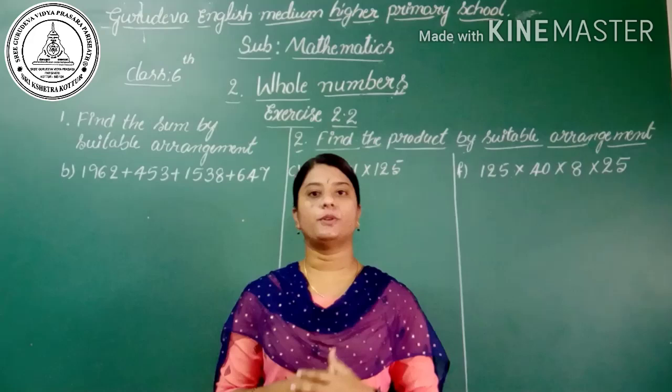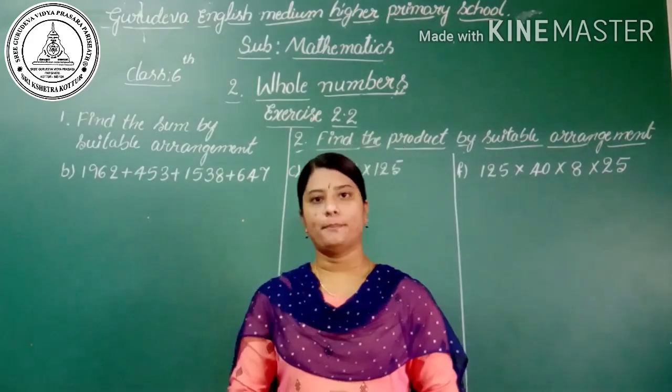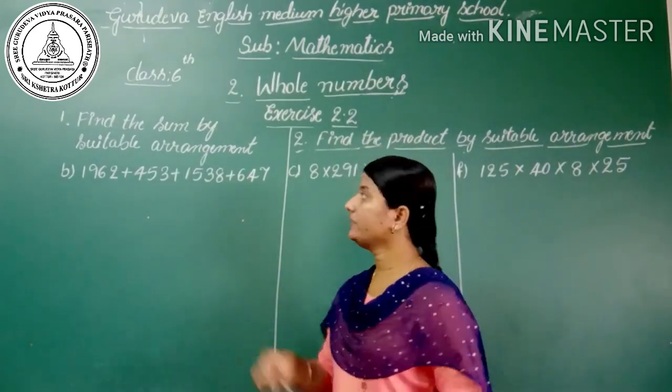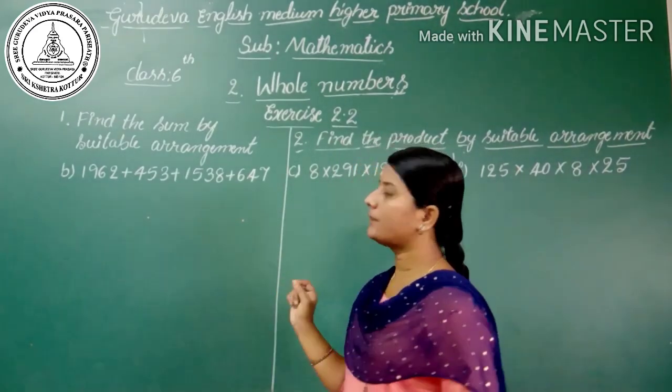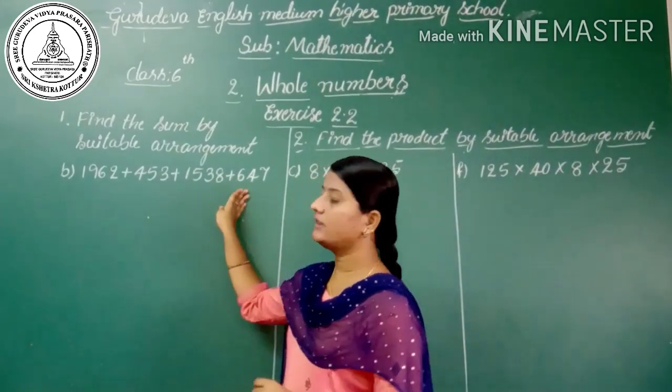So today in this class we are going to solve exercise 2.2, based on the properties of whole numbers. Let's see the first question. Find the sum by suitable arrangement. Here in this main there are two questions.